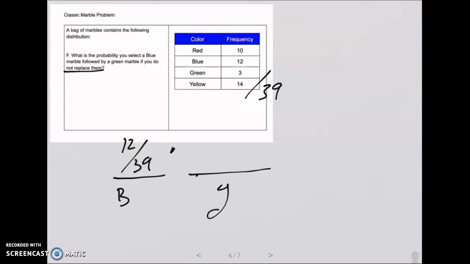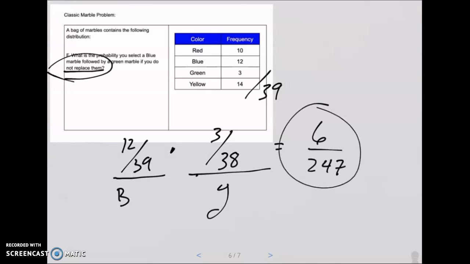Times, now how many green marbles do I have? I have 3 green, and you have to think, do I need to subtract 1 from that 3? I would say no, because the first marble was blue, so we still have 3 green marbles to choose from, divided by, now, we took 1 out, and we're not putting it back because we're not replacing them, so we have 38 total. So we got 12 over 39 times 3 over 38, math, enter, enter. I got 6 over 247. Really helps if you have that TI calculator.